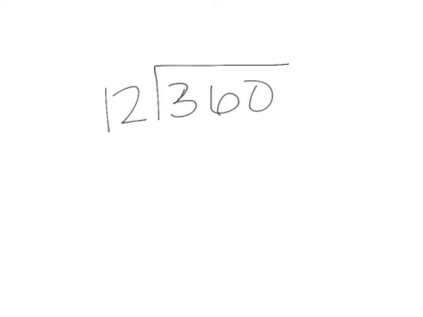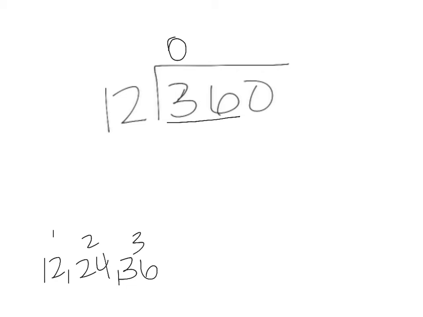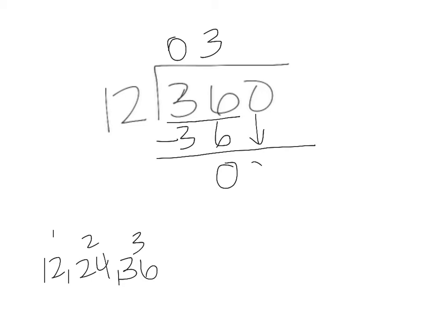Alright, we're going to move on to our next example. 360 divided by 12. Some of you know your 12s. And if you don't, 12s are pretty easy to make a list because I know it's 12, 24, 36. Well, I know 12 doesn't go into 3, but it does go into 36, and I can see that it's 1, 2, 3 times. So I put my 3 on top, and I subtract 36. Now, 36 minus 36 is 0, and then I pull down a 0.